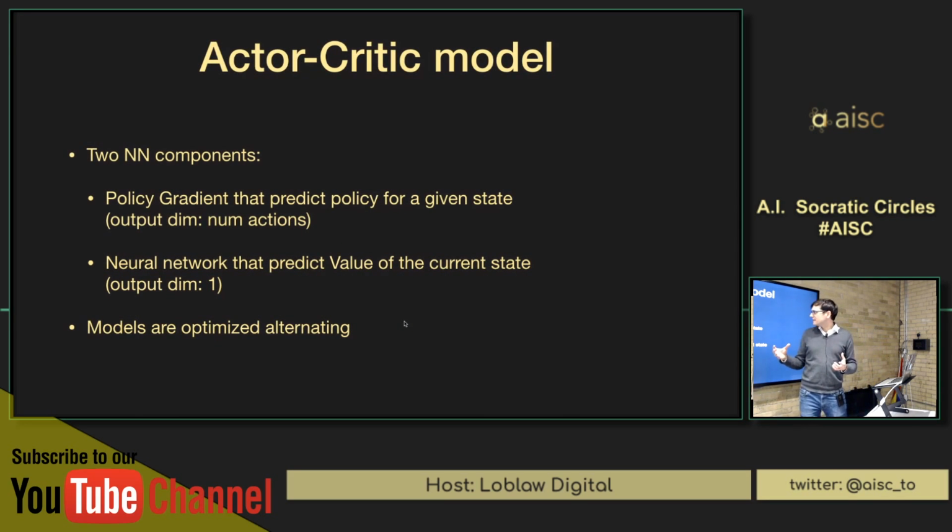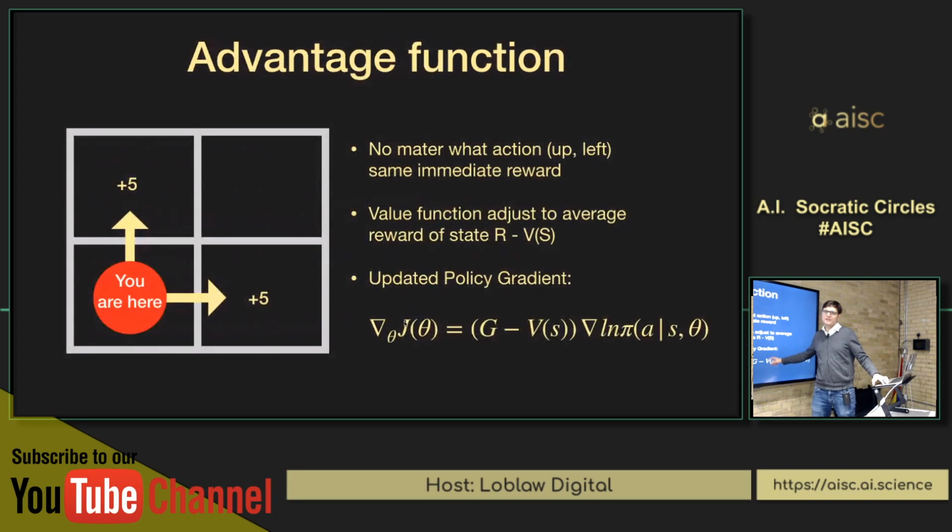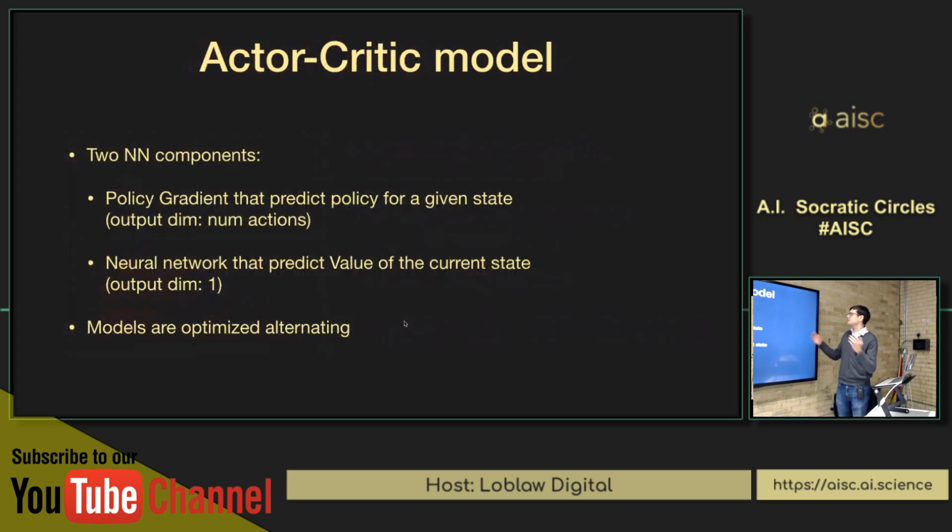The actor-critic model is, you remember we're predicting here the value of the state, or we're using the average value of the state or whatever. You have some way to determine the value of the state. And in the actor-critic model, we have one network, the actor, which is predicting the policy, and you optimize it with policy gradients. So it predicts the policy for a given state, and the output dimension is the number of actions.